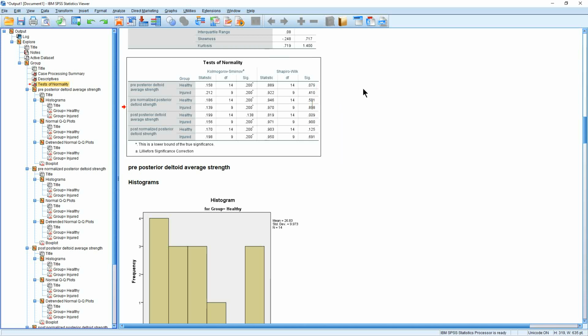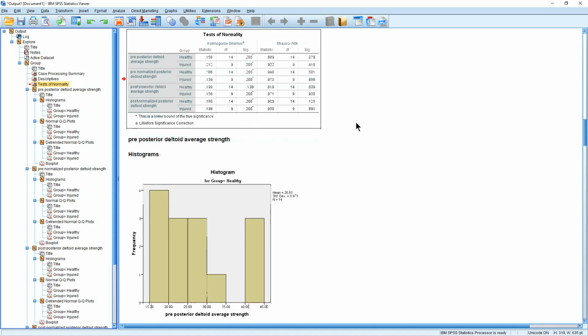Or even, if we look up here, it's not quite significant, but it's close. The very first measure of posterior deltoid average strength is sort of skewed. It's not completely skewed, but it's nearly not significant. And right below it is the histogram, so you can sort of see that it's skewed toward the values of 15 and 20, and we don't have that nice bell shape.